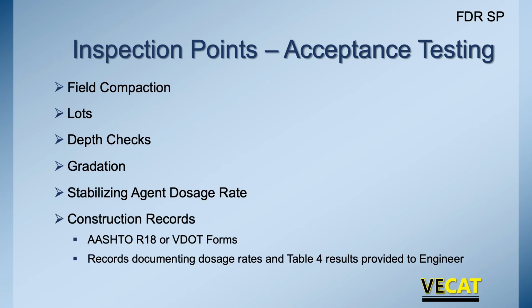Some other things to keep in mind, construction records. You're either following VDOT forms or AASHTO R18, and you've got to give all the results to the engineer. So again, all this is laid out in the special revision of what you need to do, the step-by-step process. It's a very method-based spec, and it lays out to try to ensure success.